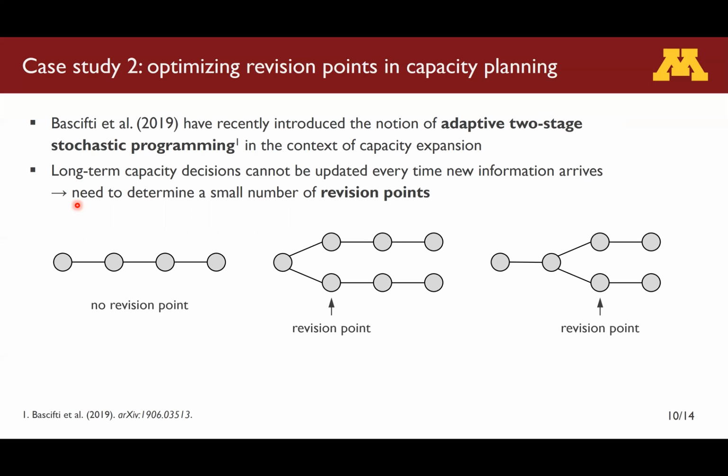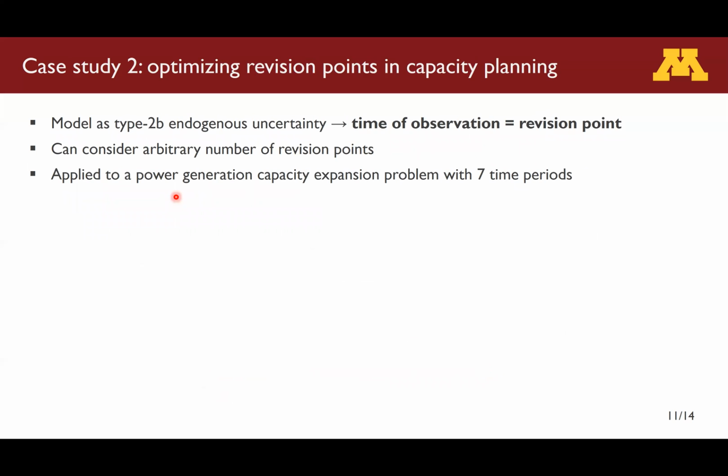If we think about this in terms of a scenario tree, then this one corresponds to the case when there's no revision point. Here, the revision point is placed at the second time point, and here it is at the third time point. So we can see that the selection of the revision point really defines the decision stages of our problem. And it turns out that this can be modeled as a problem with endogenous uncertainty, or more specifically, as type 2B endogenous uncertainty, where the time of observation of uncertain parameters is essentially the revision point.